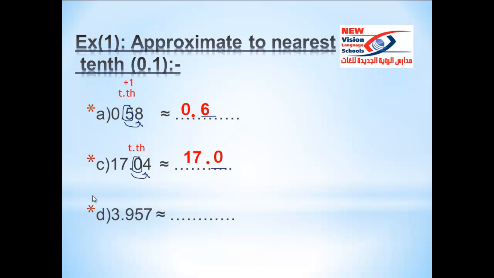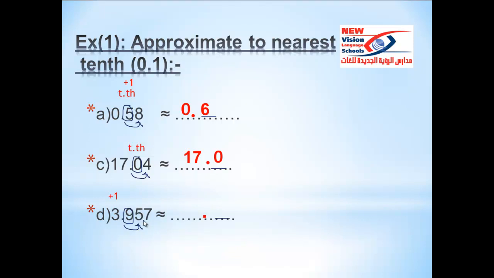Another example. 3.957. You want to approximate to tenths? Put our decimal point. Then put a dash, only one dash to keep the place value. Then where is our tenths here? The first digit after the decimal point is 9. 9 is our tenths. Look at the right. What's the number here? 5. Ask 5, are you poor or rich?